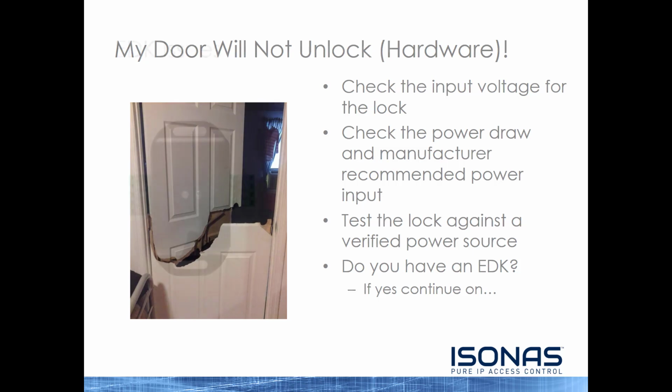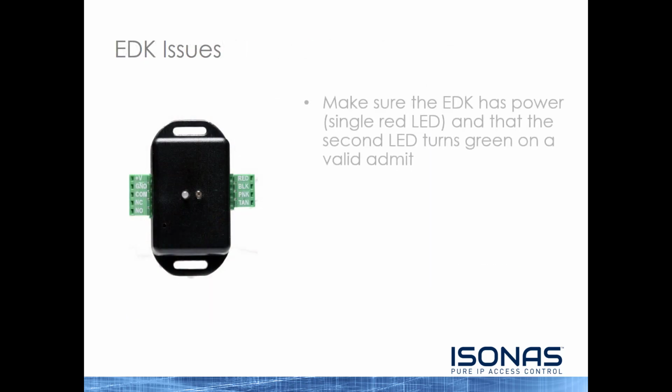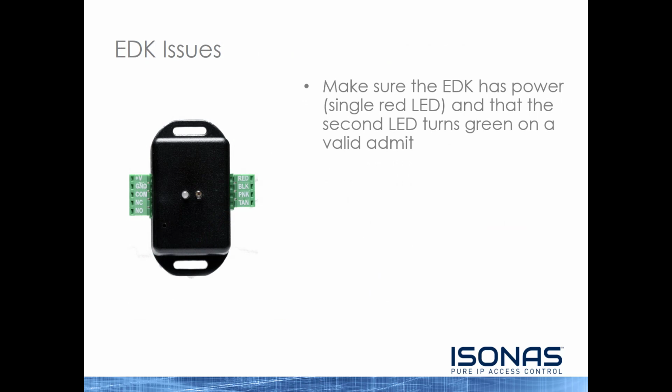Do you have an EDK? If yes, let's continue on. Make sure the EDK has power, should have a single red LED on in its normal lock state, and that the second LED turns green on a valid admit, whether it's a valid admit through clicking admit in the software, through a credential, through putting in an unlock, that second LED should turn green while the door is unlocked.